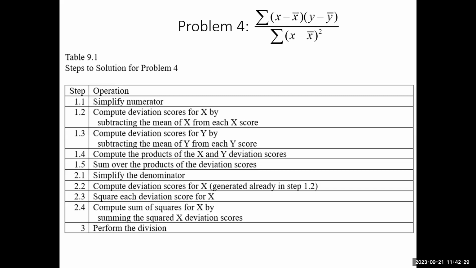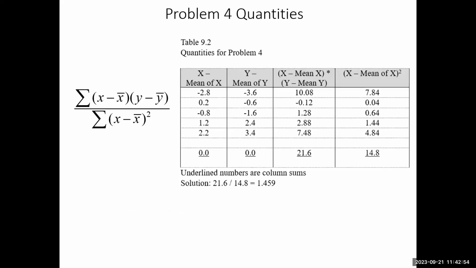Step 2.2 is to compute the deviation score for x. Well, we already generated that in step 1.2, so we could just look at those values. In step 2.3, we're going to square each of those deviation scores for x. In step 2.4, we're going to sum over those squared deviation scores, and that's going to give us the sum of squares of x. And then in step 3, we're going to perform the division, and that's going to get us to our solution. Okay, so here in table 9.2, I've got relevant quantities.